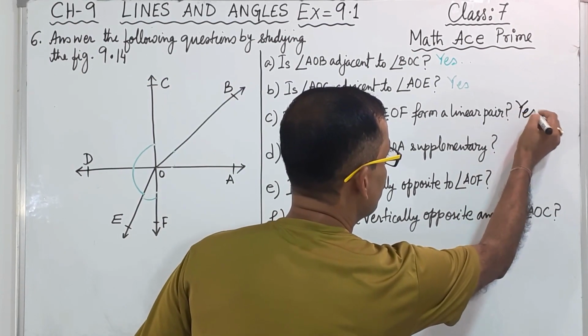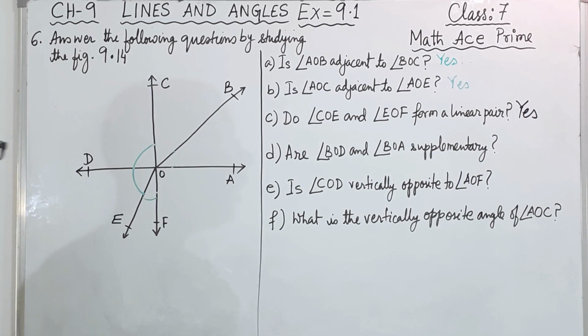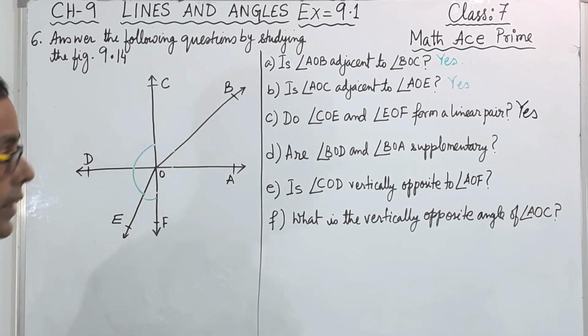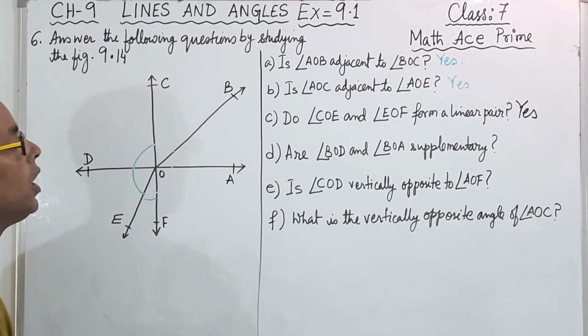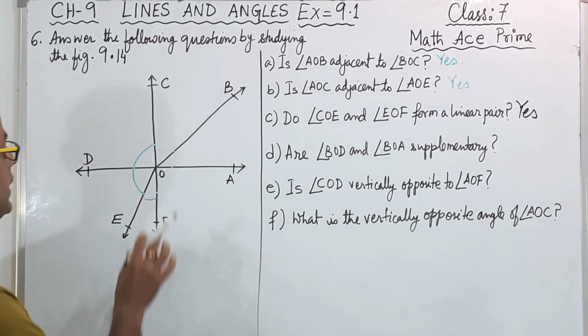180 degree. If you see nicely, this angle and this angle is becoming 180 degree. You cover your picture with a copy or a book and you see it is becoming 180 degree. Clear? Now number D. Are angle BOD and BOA supplementary?